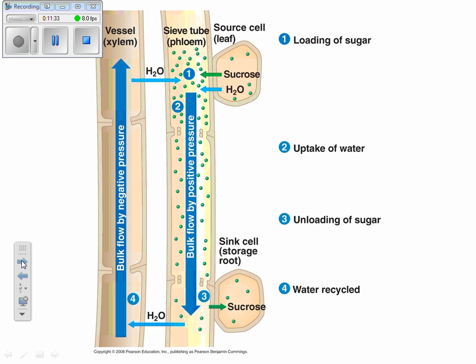So in the summer, what's a source of sugar production? The leaves. What's the sink? The fruit or the flowers, or what was happening in August? What was the sink?